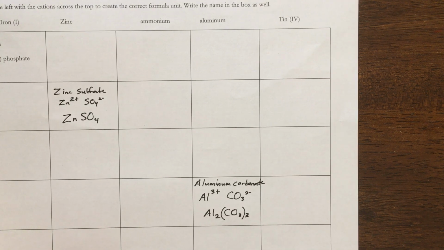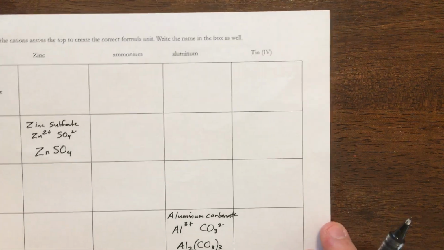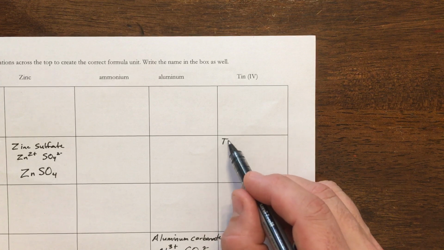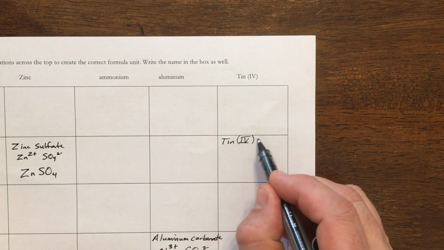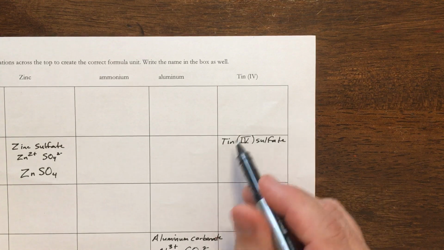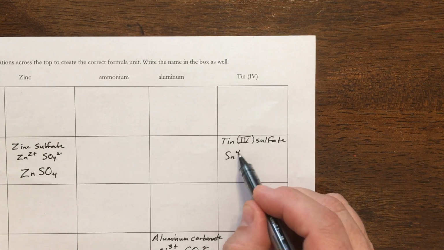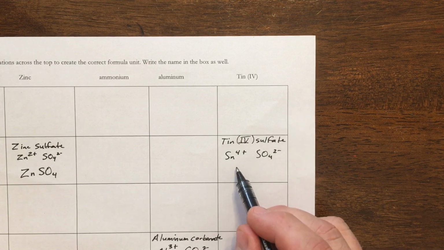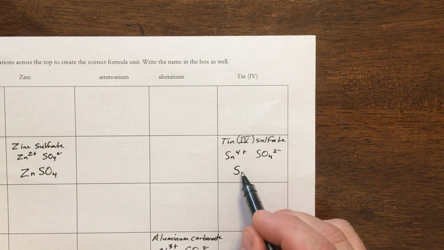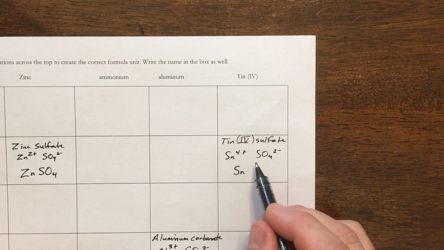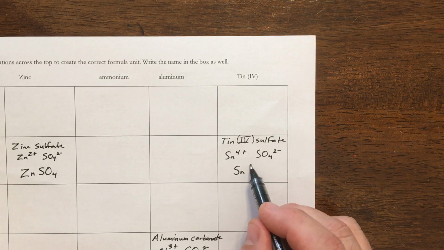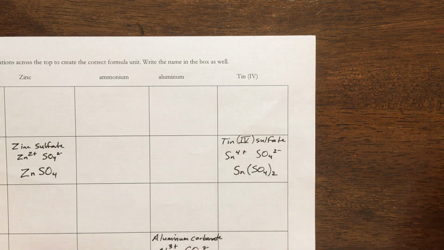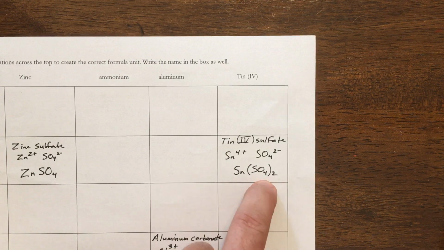Let me show you one more, one that's reducible. Let's go up here, and we're going to do tin 4 sulfate. Tin 4 sulfate is the name. We have Sn4+, and sulfate is SO4 2-. Crisscross and reduce. We're going to have Sn2(SO4)4, but I can see that's going to reduce, so I'm going to go Sn(SO4)2. And that's my final answer for tin 4 sulfate.